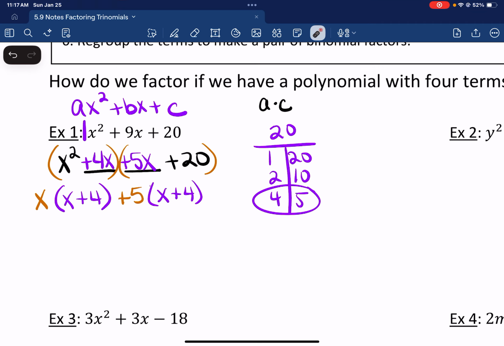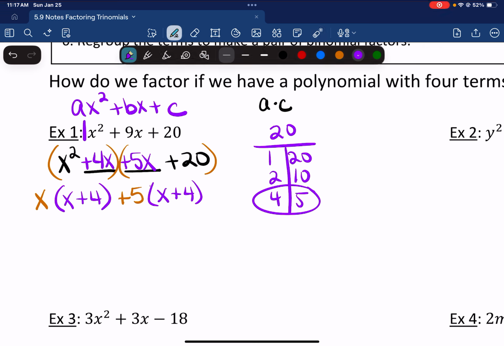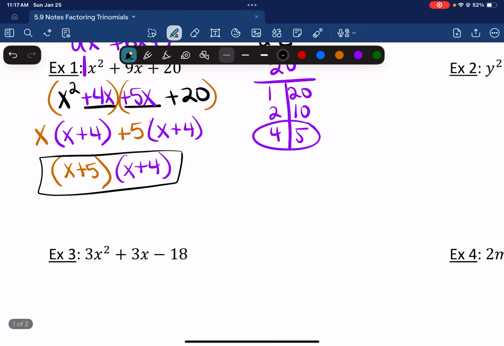Now, hopefully you recognize that inside our parentheses are exactly the same binomial. So this means both an x and this plus 5 are being multiplied by x plus 4. And we can write that even more simplified. We could just say x plus 5 in their own set of parentheses. That means they're both being multiplied by x plus 4. And that's it. All right, let's go to the next problem.